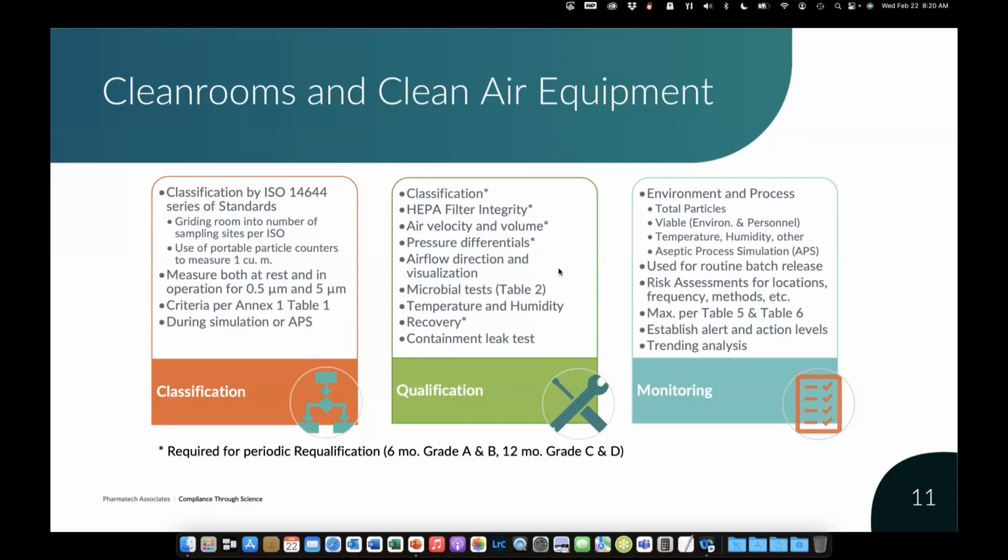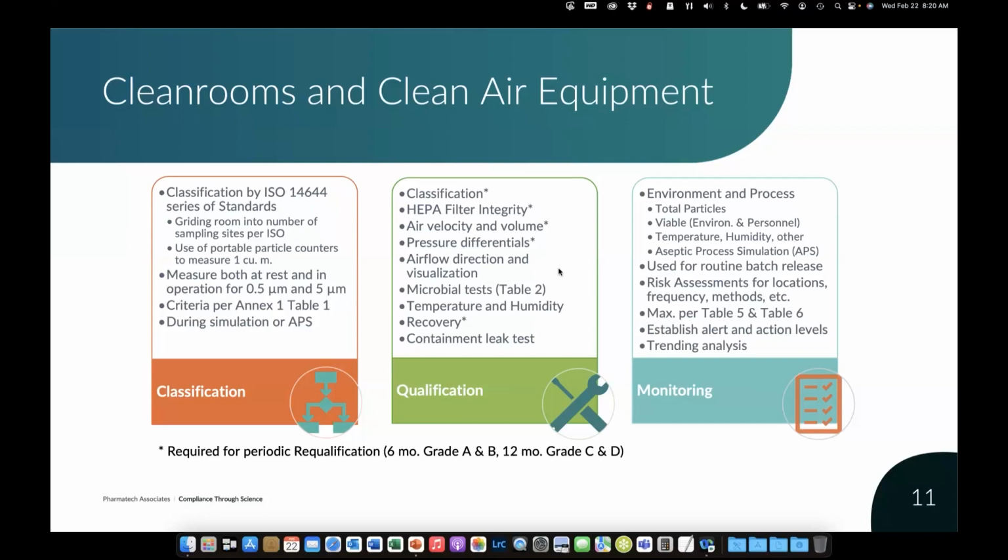We need to use risk assessment methodologies to determine location, frequencies, and methods. So if we are going to say we're going to have certain locations for these monitoring probes, whether they be an automated system or whether they're added manually or whatever, we need to define those locations and frequency using a risk assessment. Now, of course, there are more restrictions in terms of the critical areas, the grade A area, of what's expected in terms of locations and frequencies, and we'll mention that in a minute.